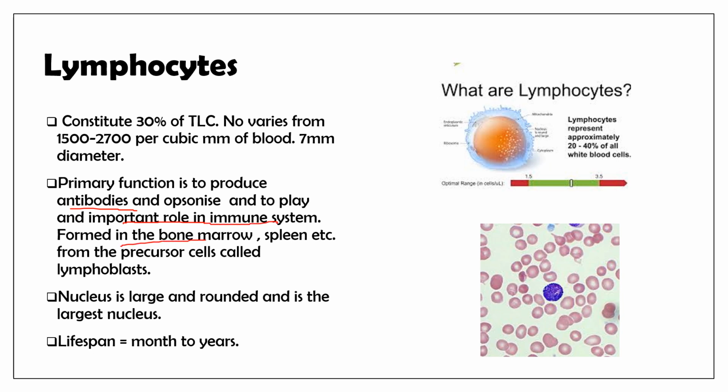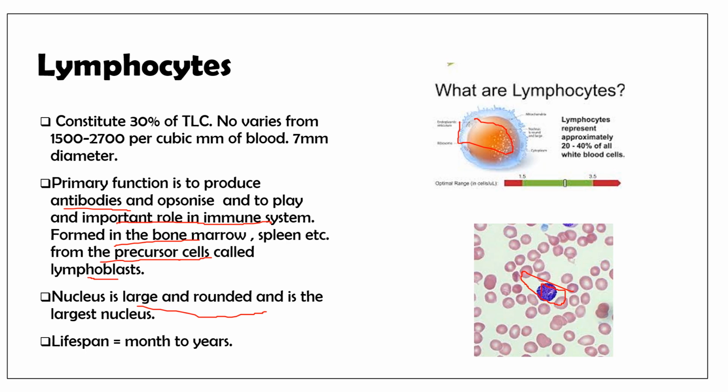It is formed inside the bone marrow and matures in the spleen, and is formed from precursor cells called lymphoblasts. Its nucleus is large. It has the largest nucleus, occupying most of the volume, and its lifespan ranges from months to years. So in the slide it appears like this. It has the largest size nucleus that we have to remember over here.